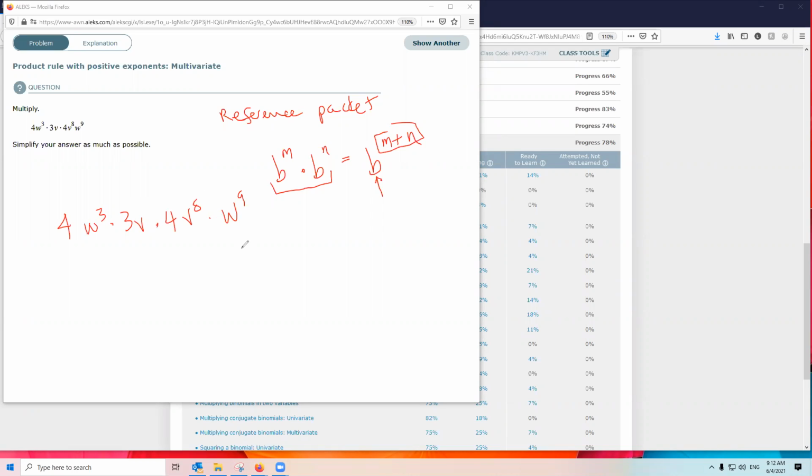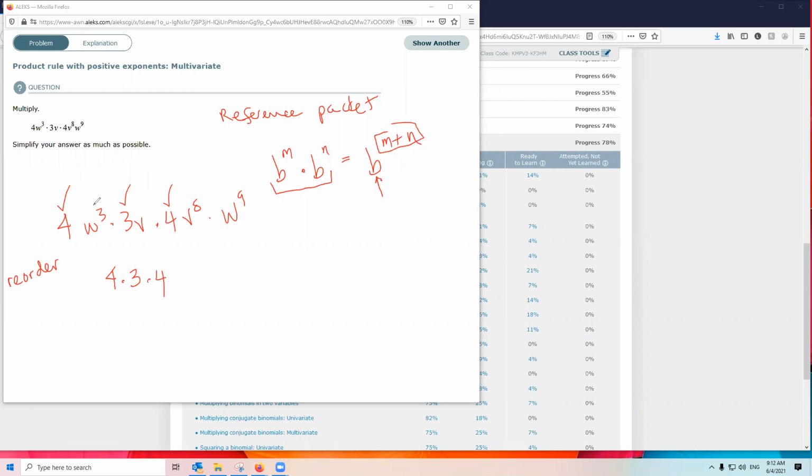Well, you might remember one way to get started here is to reorder the multiplication if you want to. Because anytime you have a multiplication, you're free to rearrange it in any order you want. I'm going to rearrange this to make it a little easier by putting the numbers in front. So it's a 4, a 3, and a 4. I'll group those together.